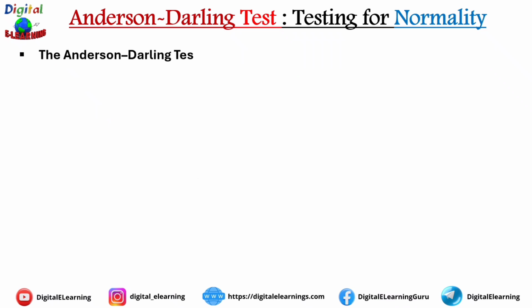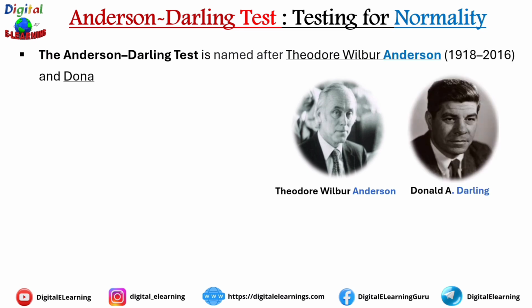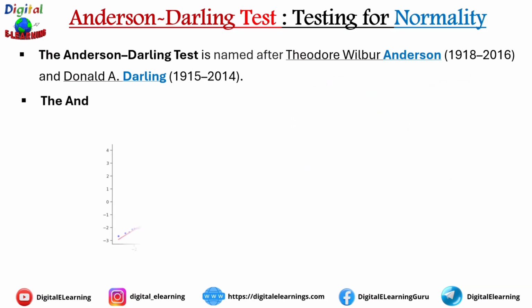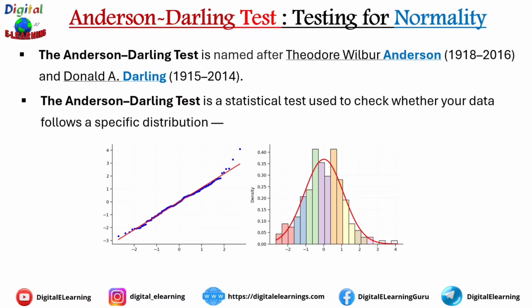Anderson-Darling test is named after two individuals, Anderson and Darling. These two individuals in 1952 created this Anderson-Darling test for normality to assess how much a data set matches the normal distribution. Anderson-Darling test is a statistical test used to check if your data follows a specific distribution, and that is usually the normal distribution. In simple words, are your data points behaving like a bell curve or not?